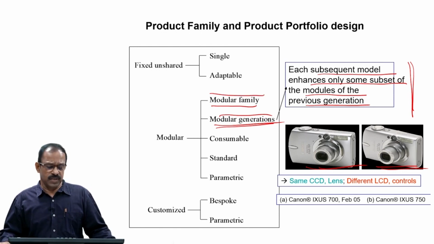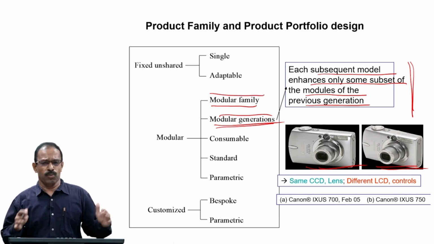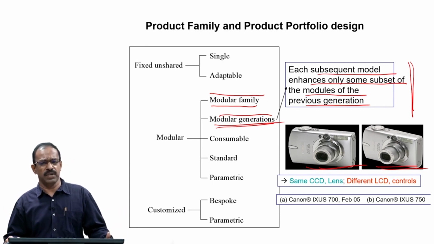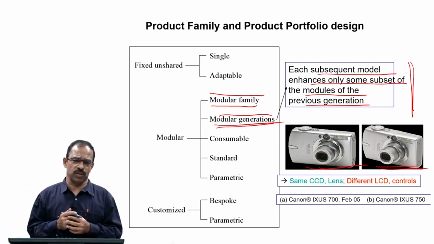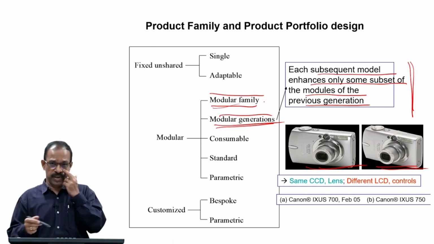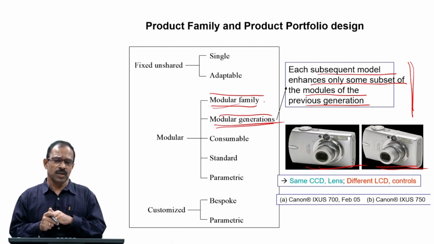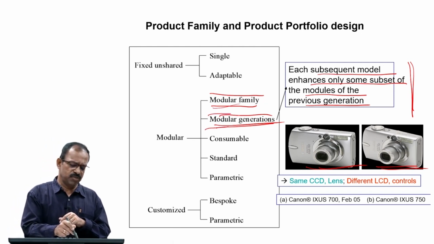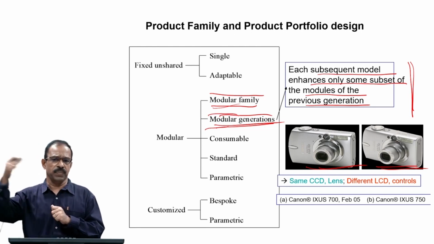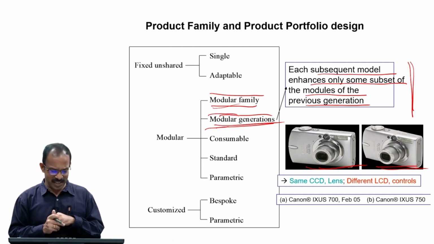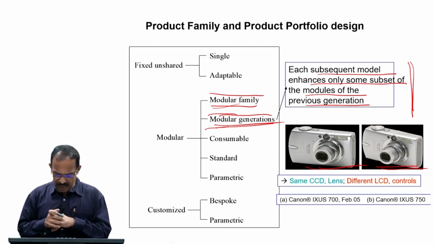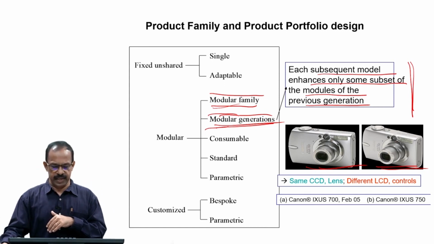So, this module family is normally employed in automobiles and such products, where the changes are not so drastic. Every year there will not be too much change in the technology or the expectations of the customer. So, they can go for a modular family, but in the case of electronic products, most of the time they need to keep this in mind and go for modular generation architectures, so that they can meet the expectations of the next generation, after 2 or 3 years. So, that is the modular generation architecture.